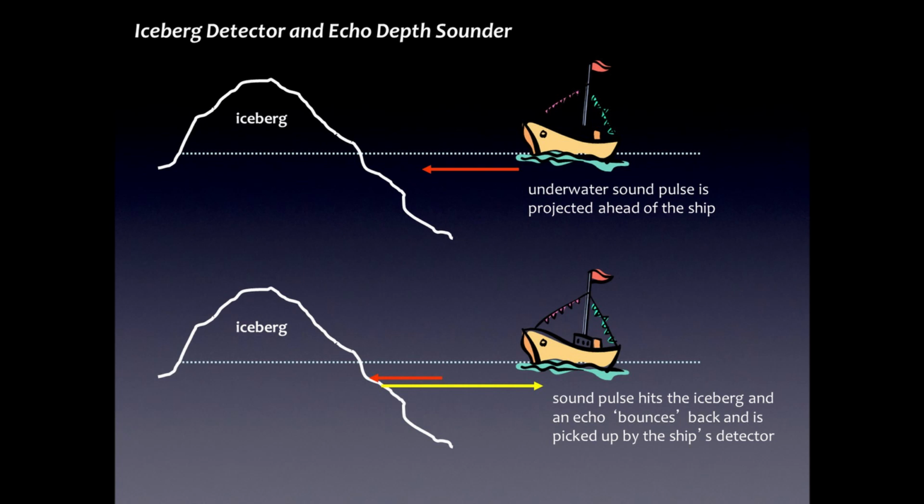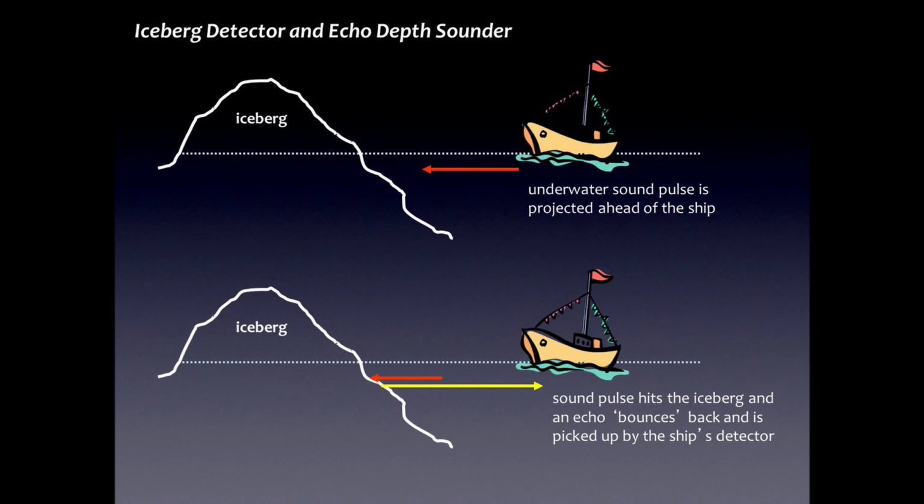So the sound pulse bounces back. It basically echoes back to the ship and is picked up by the ship's detector. Now, keep in mind, this is all happening horizontally in the water. So the pulse goes out in front of the ship, hits the iceberg, is returned, that sound pulse bounces off the iceberg and echoes back to the ship where the sound is picked up.